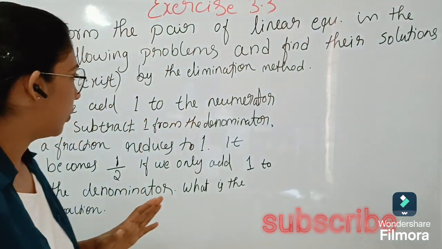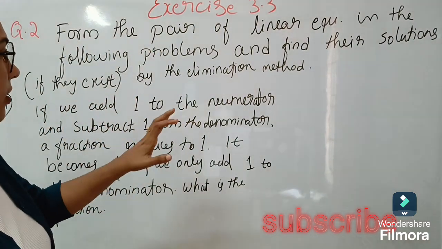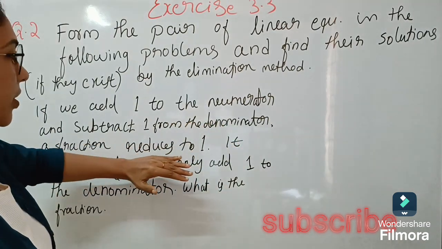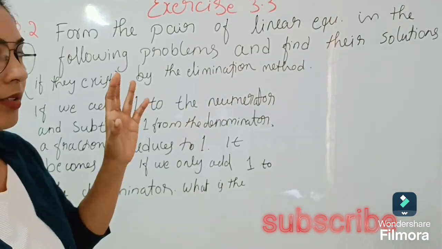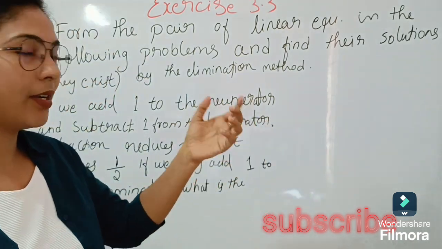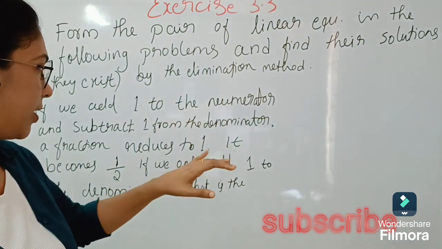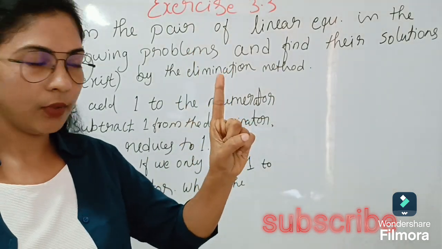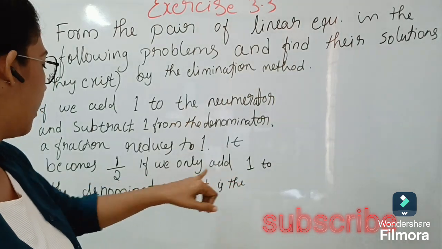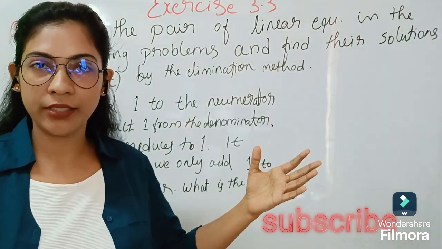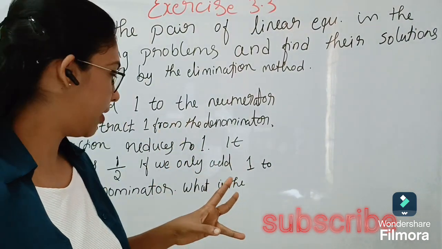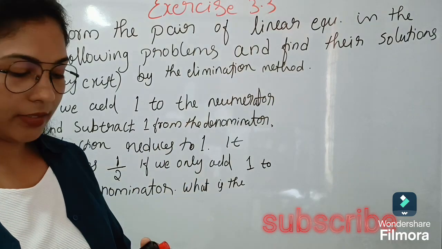So the question is, if we add 1 to the numerator and subtract 1 from the denominator, a fraction reduces to 1. Then it becomes 1 by 2 if we only add 1 to the denominator. So these are the two conditions. So what is the fraction? This is the question.